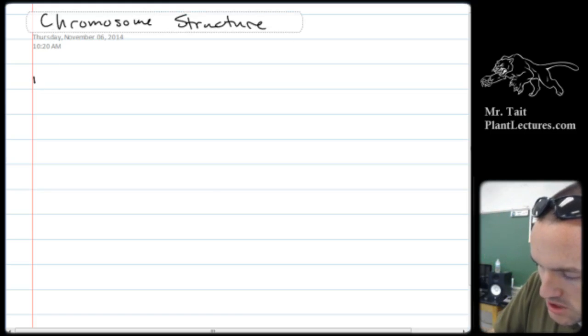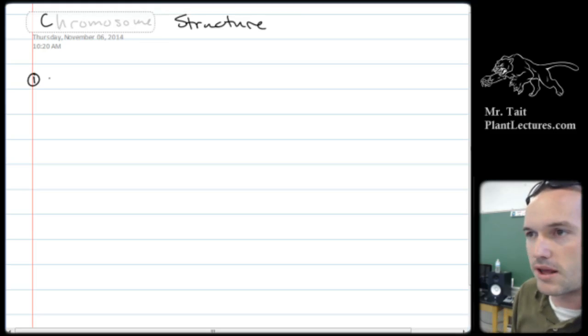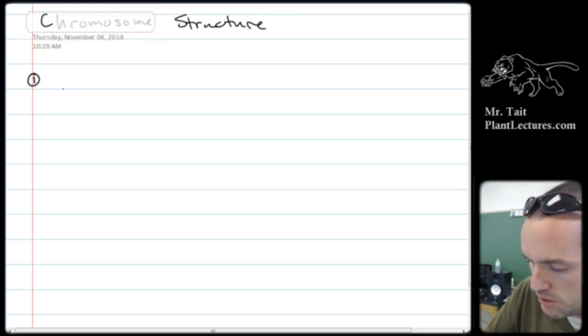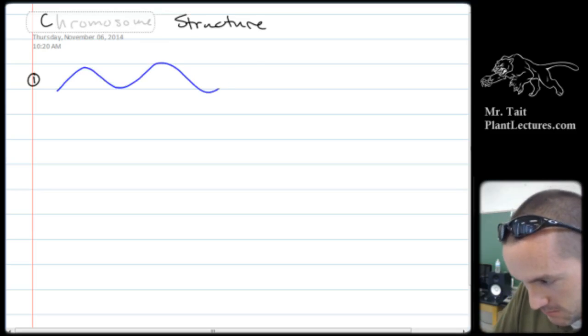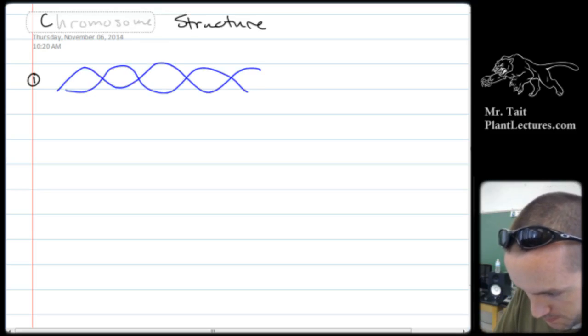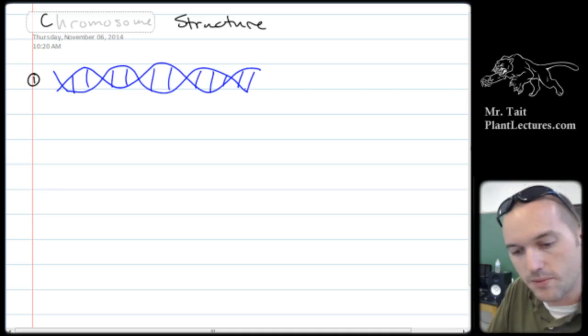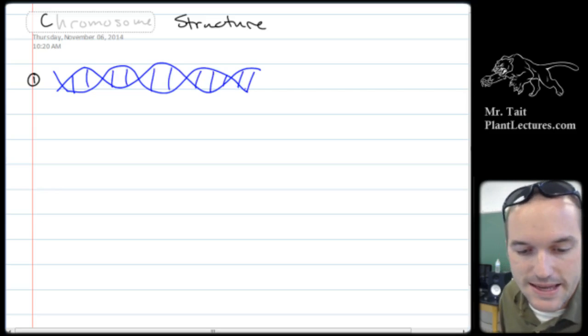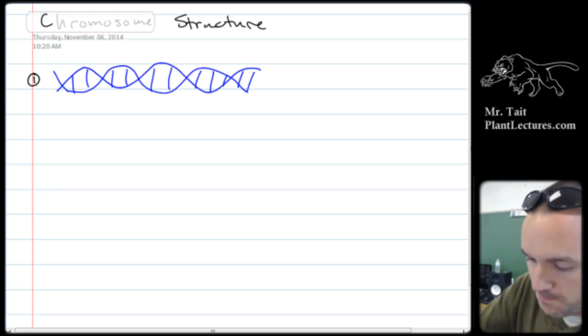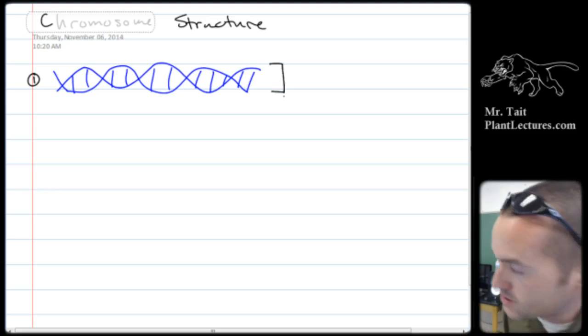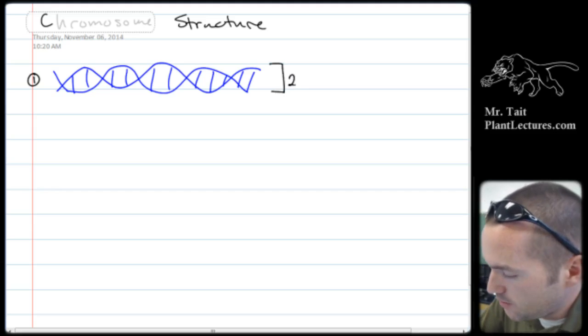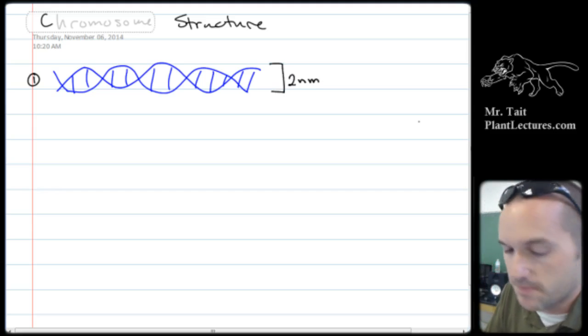Okay, and we are going to start really zoomed in, and we're going to get less zoomed in. Okay, so really zoomed in. This is called the double helix, right? And you guys know that that is the shape that DNA takes, right? And if you measured the width of that double helix, it would be roughly 2 nanometers.